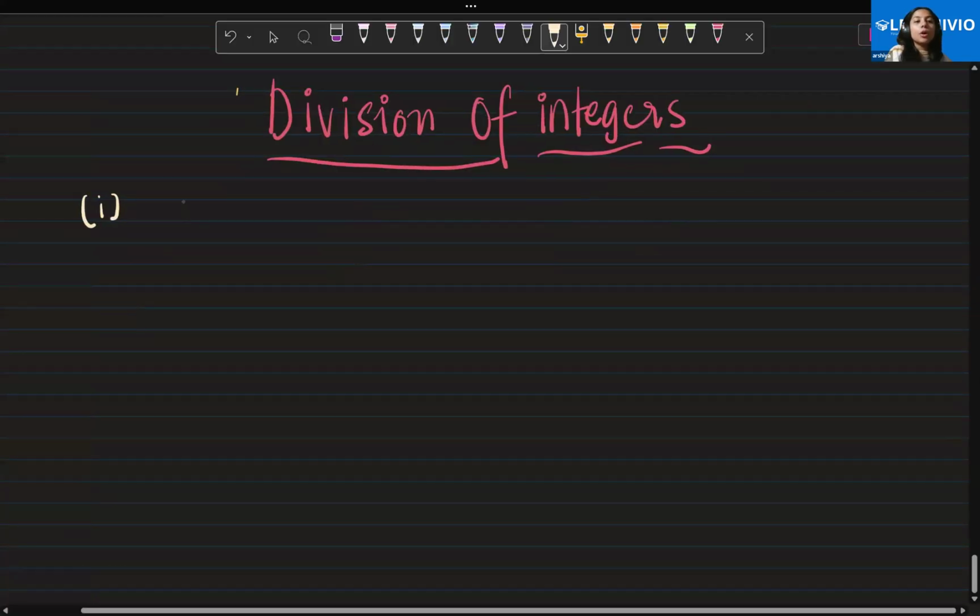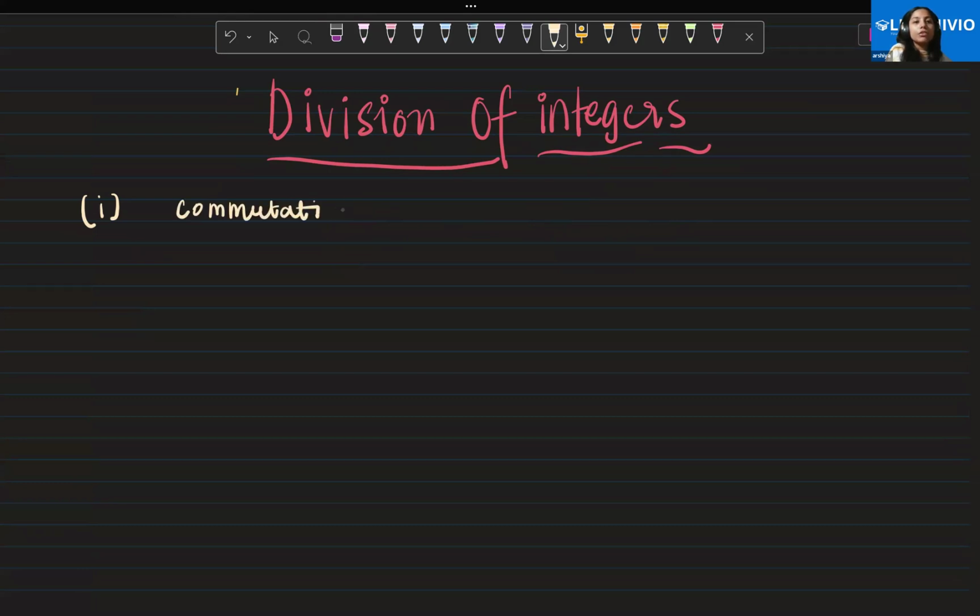Okay, so the first property, again, we have the commutative property. What was the commutative property for addition or multiplication? By now, you guys should remember it. Anyone? Ma'am, for example, a divided by b equals b divided by a. Correct, very good.